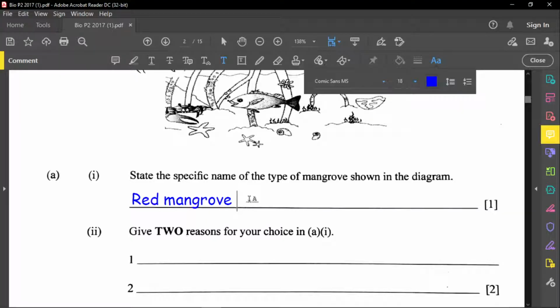And I'm going to write the scientific name as well, so you can always remember that. And since it is a red mangrove, this is called the Rhizophora mangle. The scientific name is written with the genus, and always start with an uppercase letter for the genus. And so this is Rhizophora mangle, and mangle is the species, and that starts with a lowercase letter. All right, and so that is the specific name for the red mangrove.